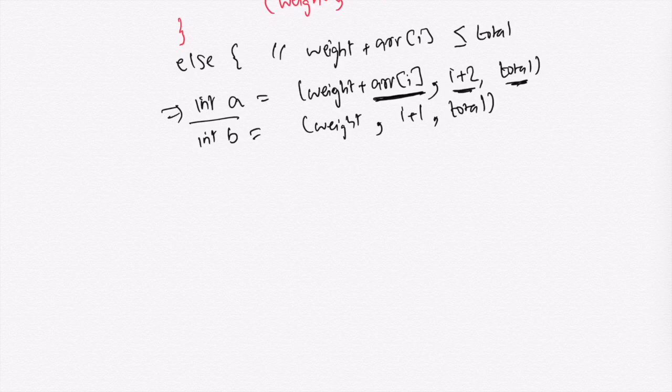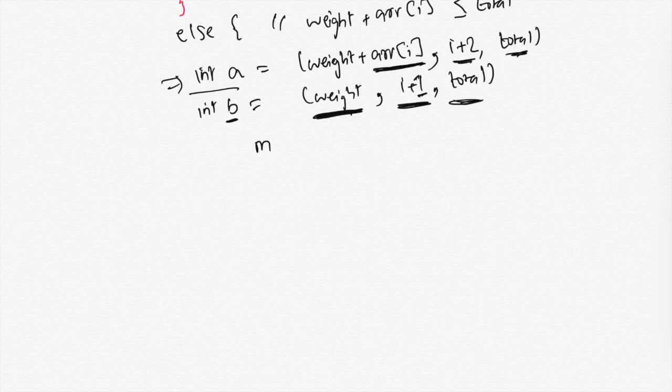And the value B here signifies that we have taken a decision not to consider the element at index number I, which means that I can now choose the element which is present at I plus 1 and total remains total, right? Total doesn't change. Now that we have two numbers A and B, the choice will be the one which maximizes my weight, right?